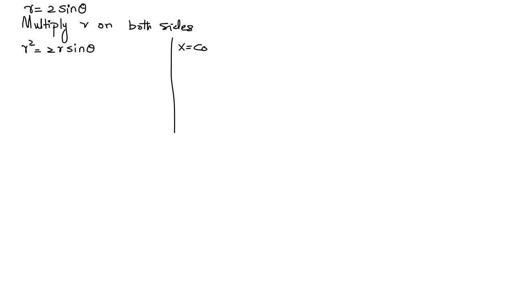Now we have four formulas. I will write again. x is equal to r cosine of theta. y is equal to r sine of theta. r square is equal to x square plus y square. And tangent of theta is equal to y over x. Now, r square is equal to what?